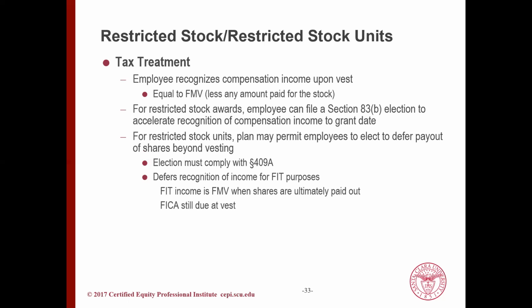But the election has to comply with the Section 409A rules. And even though the income recognition is deferred, it's only deferred for federal income tax purposes. FICA is still due at the vesting date. If the employee makes an 83B election and accelerates the point of income and taxation, there is no refund if the stock price drops or if the award is forfeited by the employee.